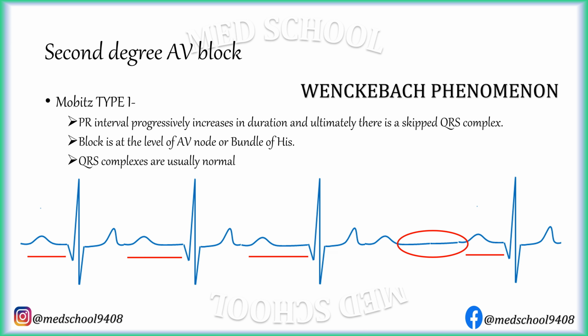Second degree AV blocks are expressed in terms of ratio. In this strip, for every 4 P wave, 1 QRS is dropped. Hence it is expressed as 4:1 block. In Mobitz Type 1, block is at the level of AV node or bundle of His and QRS complexes are usually normal.